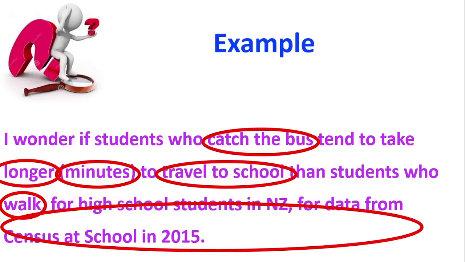And then I also have my population here. It's got high school students in New Zealand for data from Census at School in 2015. So I've defined that population, and there is my magic word, tends. We need to have that. So this has got all of those different components in it that we need to have. And when you write your investigation questions, these are the things you need to think about.